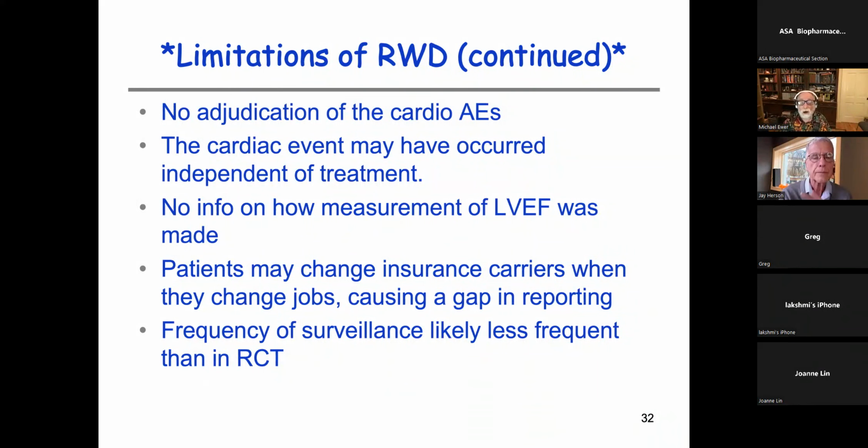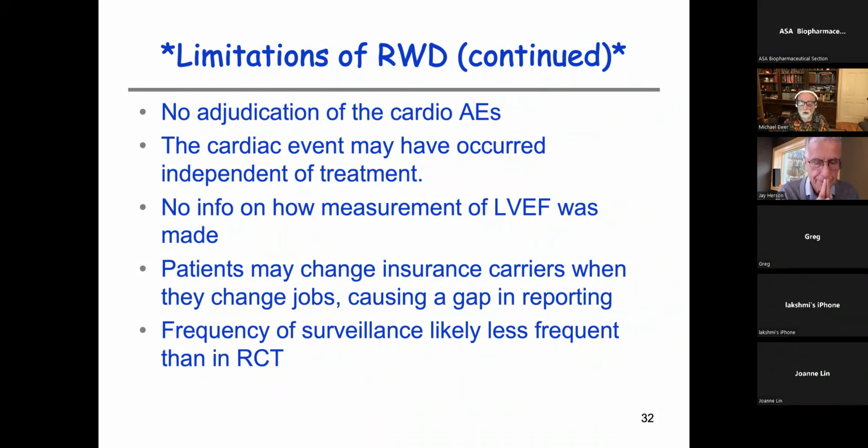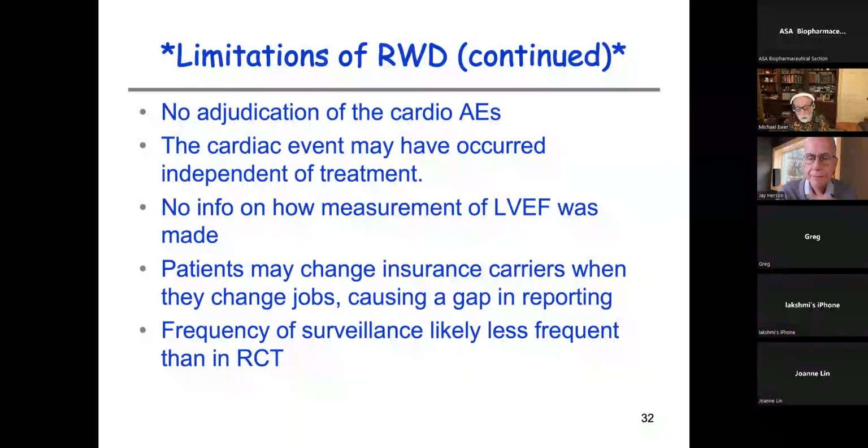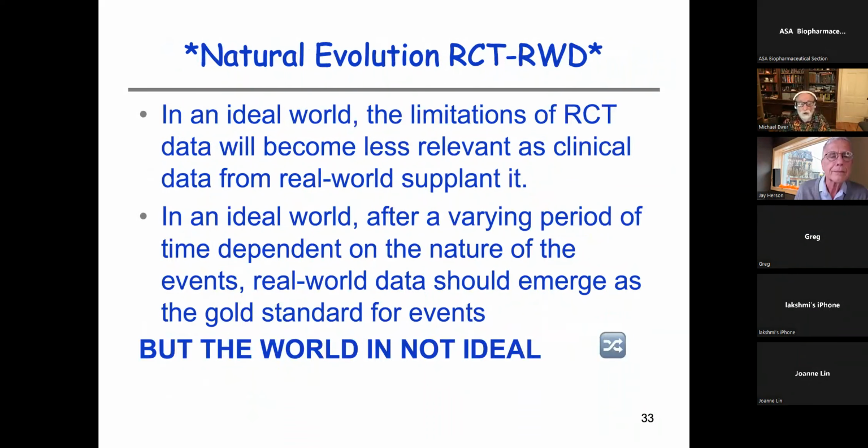No information on how we measure the ejection fraction is often made. Sometimes the echocardiogram is technically problematic. Sometimes it uses enhancement. And so these things are not totally perfect. And patients may change insurance carriers when they change jobs, and that may cause a gap in reporting, and the frequency of surveillance is less unified than in randomized clinical trials. There's no adjudication of the cardiac event, and so we have all kinds of problems.